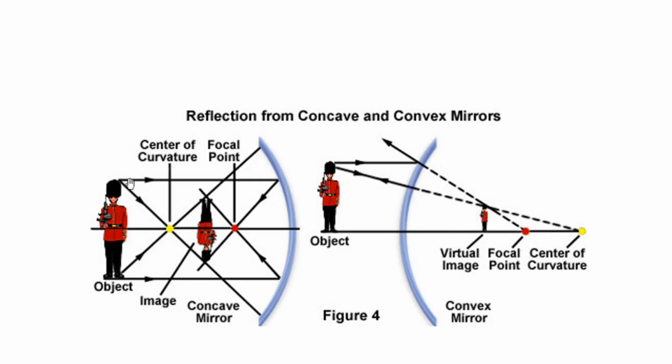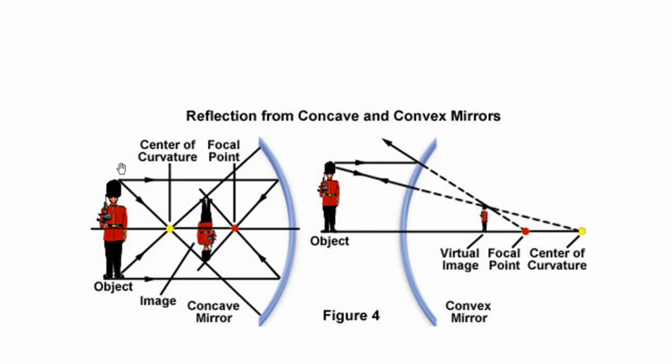When the rays are incident parallel to the principal axis, the reflected ray passes through the focal point. See here, again the incident ray and the reflected ray. This is the principal axis. These two are incident rays, these are reflected rays. See the arrow marks and see the image.